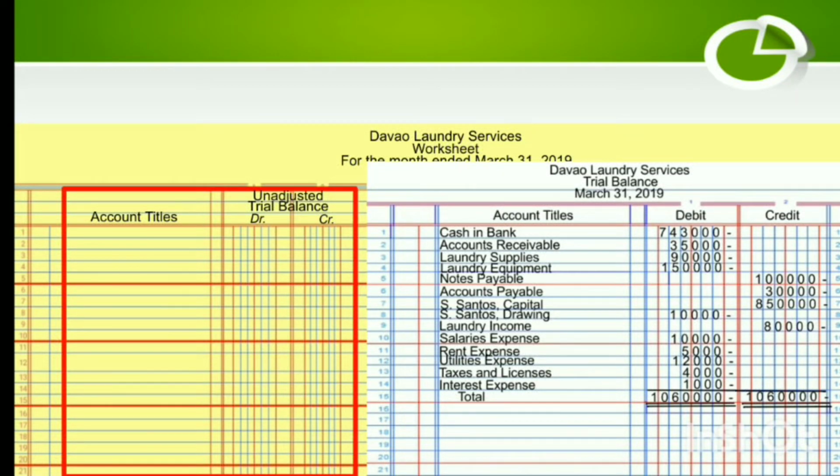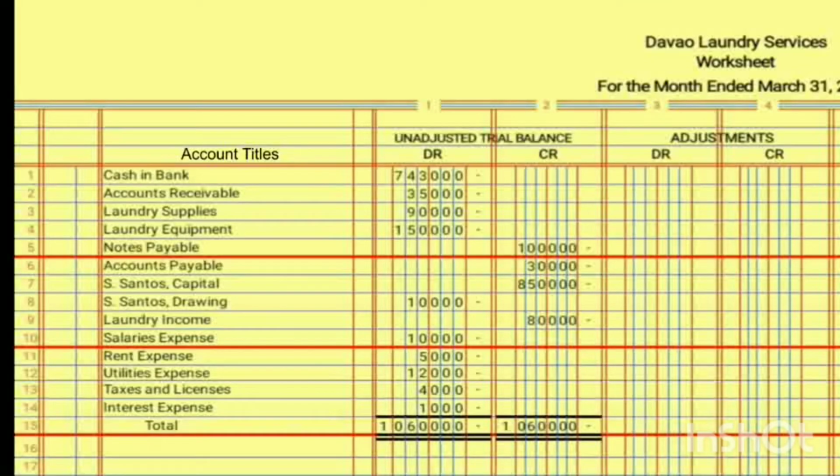So, what we're going to do now is kokopyahin lang natin to dito sa unadjusted trial balance portion ng worksheet. And then, fast forward, eto na, nakopya ko na yung trial balance ng Davao Laundry Services dito sa worksheet. And then, as a reminder, huwag kalimutan ang single ruling pag nagto-total and then the double rule pag balance na yung debit and credit. Let us now move on to the next two columns of the worksheet known as the adjustments.